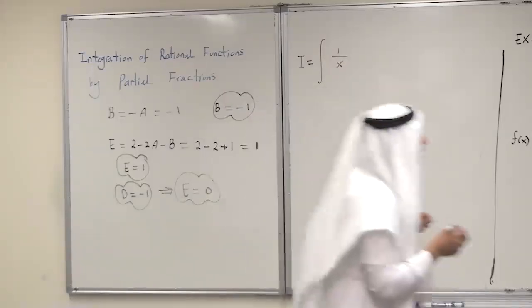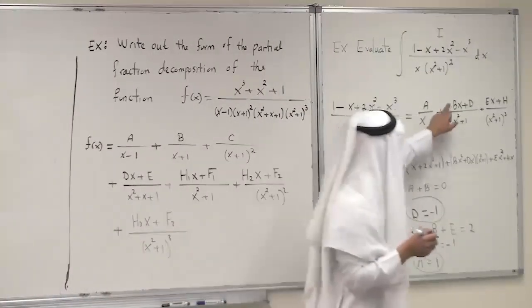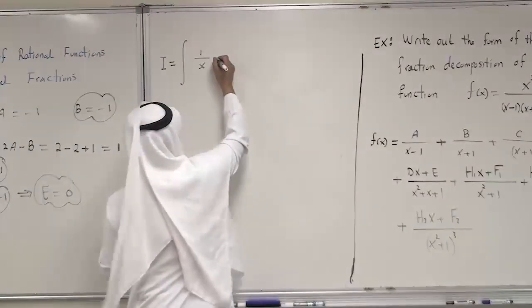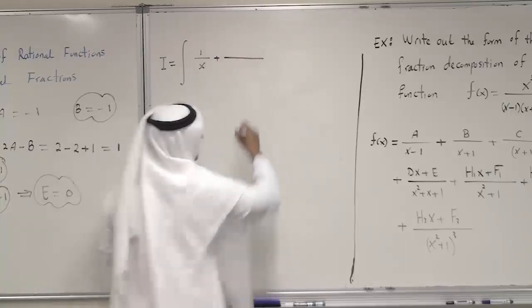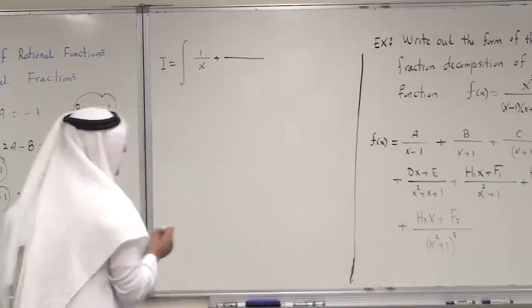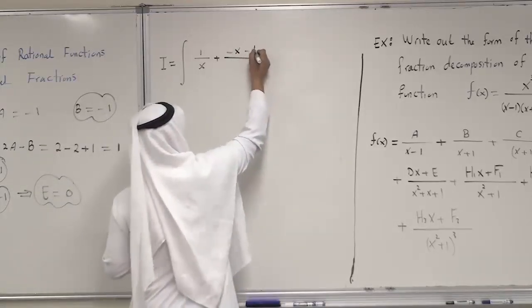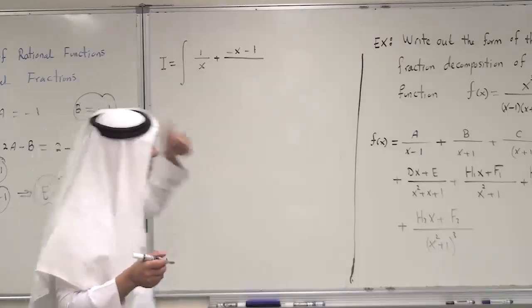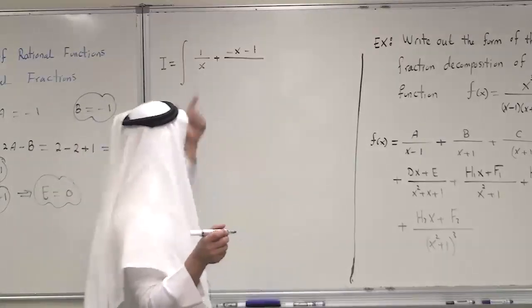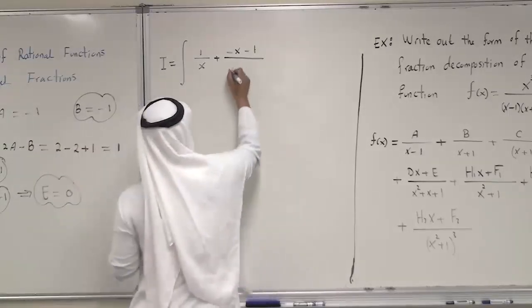I'm substituting here, A over x. Now, b equal to minus 1. So that will give me minus x, then you substitute for the parameters. It is minus x minus 1. Minus x, that is b equal to minus 1. D is also minus 1, so it is minus 1, divided by x squared plus 1.